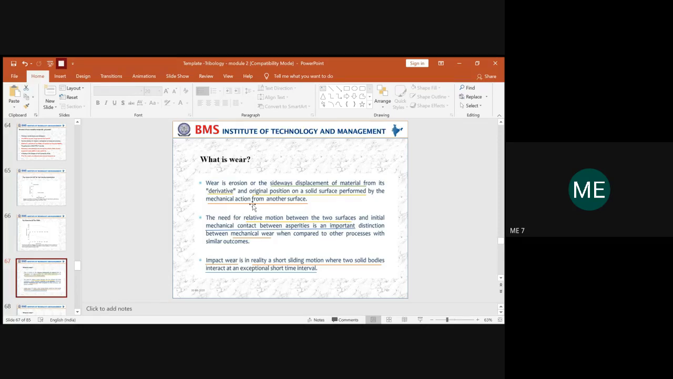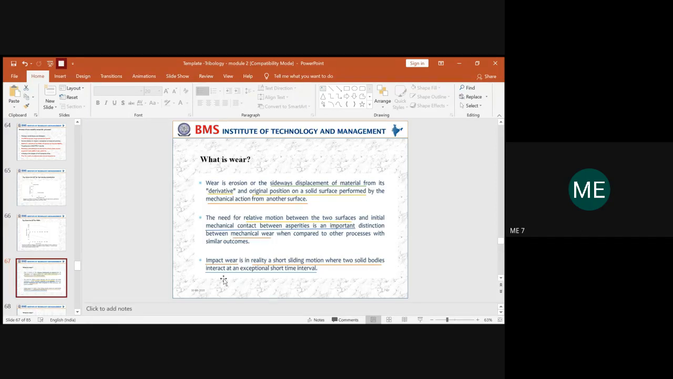So this usually happens when you have a harder material and a softer material. In this case, it is very essential to have a proper relative motion between the two surfaces because you should initiate the mechanical contact between the asperities. This is very important. If there is no proper mechanical contact between the asperities of the soft material and the hard material, flowing comes into picture and it results in wear to the extreme end.